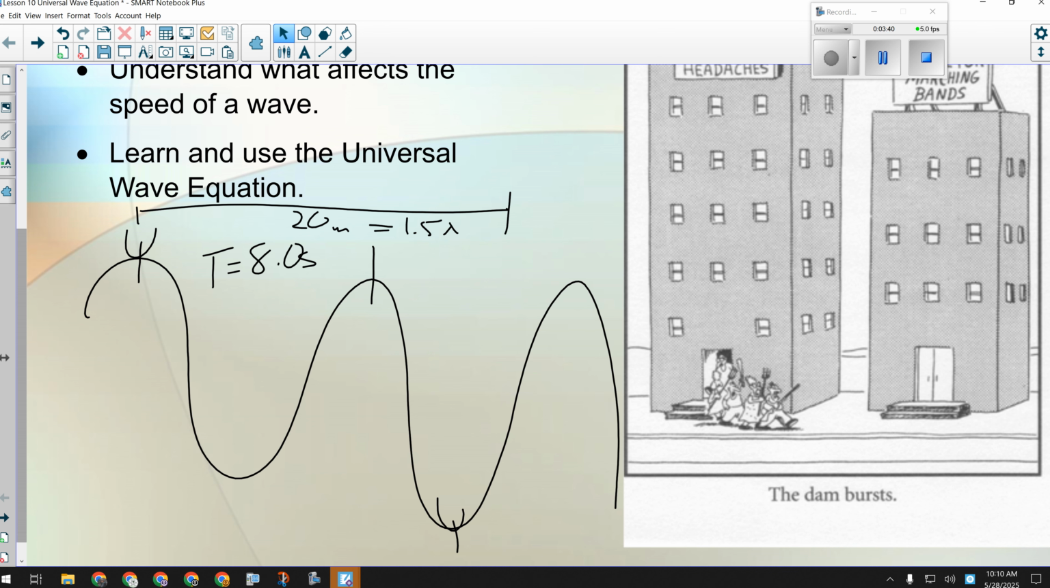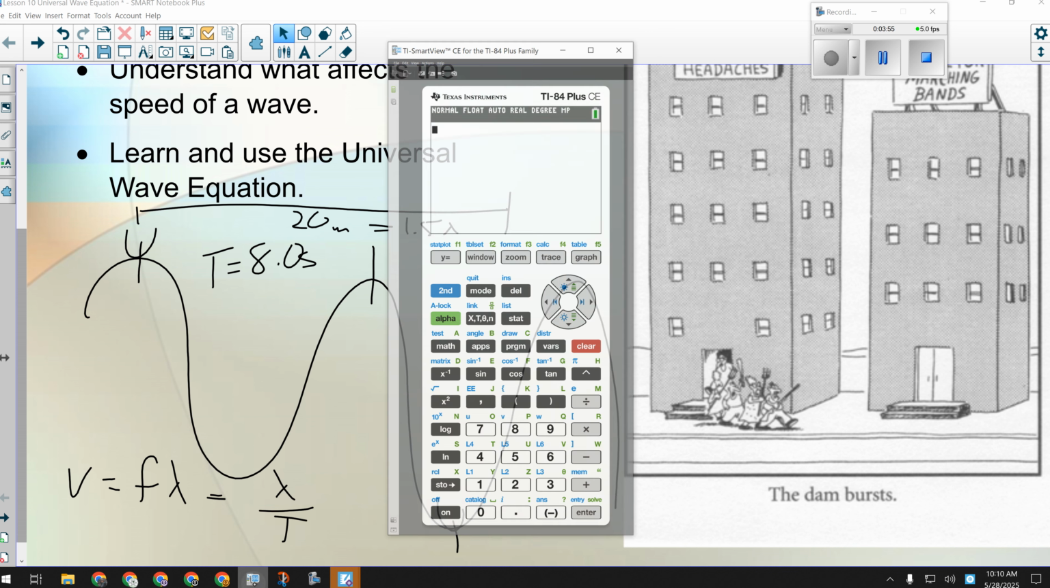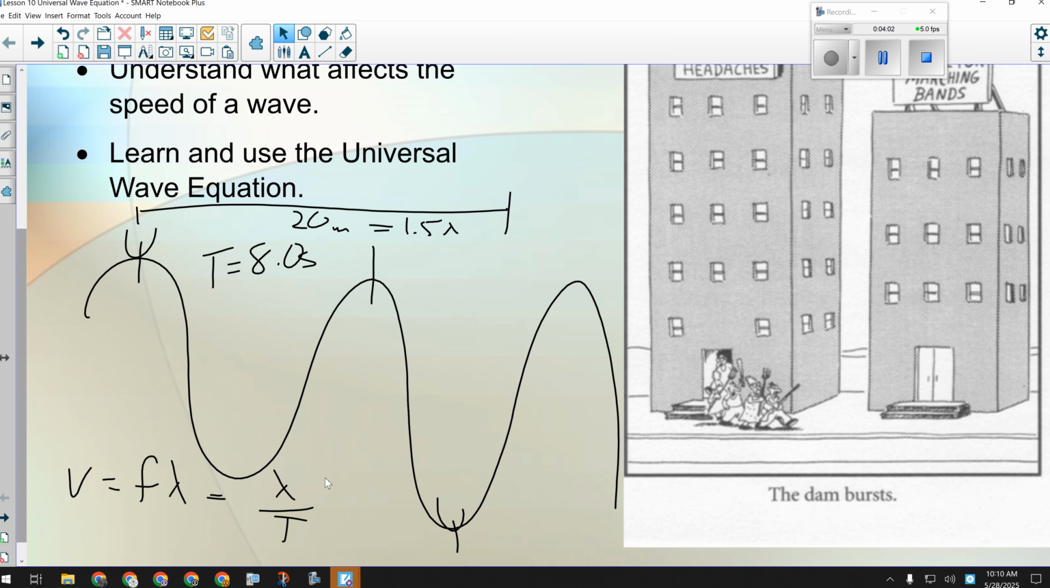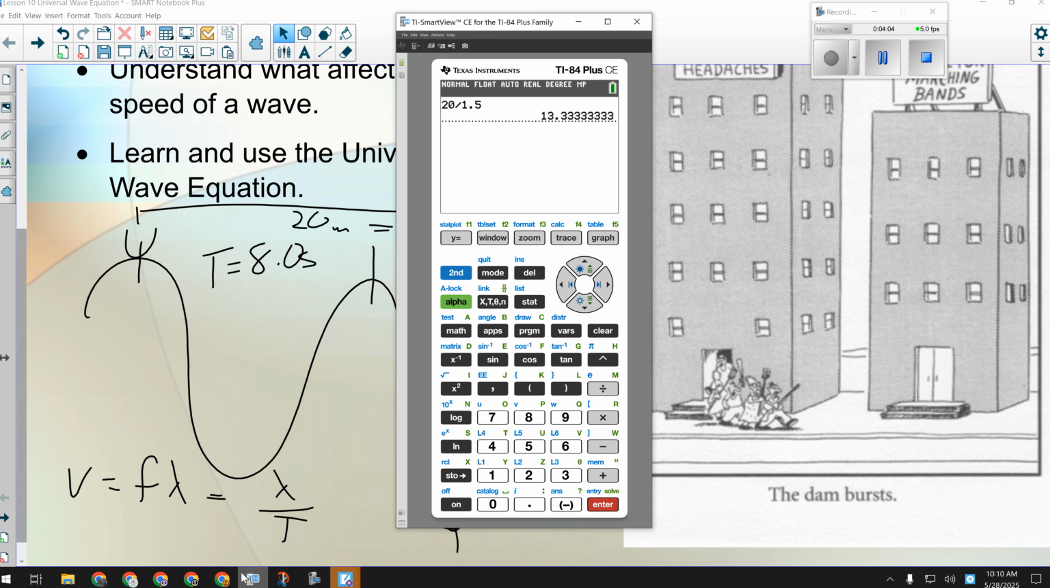Question would ask me, what's the speed of the waves? Right, so then I would go, okay, universal wave equation can come in 2 forms. This form, that's what's on your formula sheet, but that also means this, because f is 1 over T. Since I have lambda and T now, well, actually I don't have lambda because I never did the math. So 20 divided by 1.5. All right, so there's our wavelength. I'm looking for speed, so I just divide that by the time. So divided by 8. Those waves are moving at 1.7 meters per second. Everybody all right with a question like that?